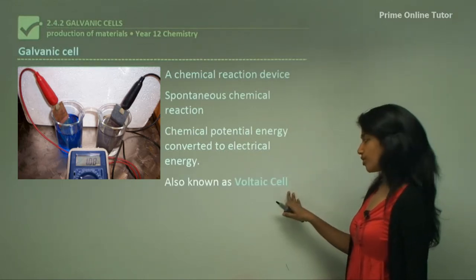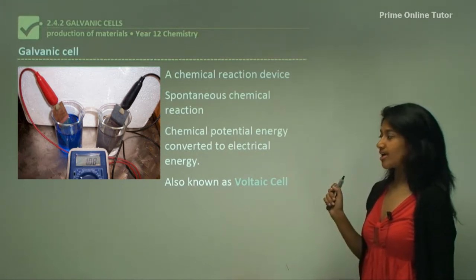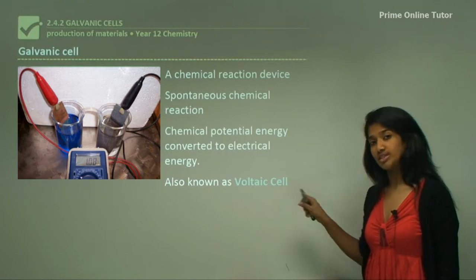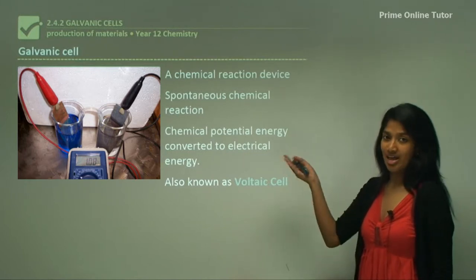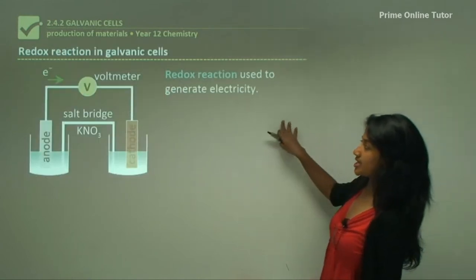It is also known as a Voltaic cell. So for example, if you see Voltaic cell on an exam paper or a textbook, that simply means the same as a galvanic cell. So let us go into detail.